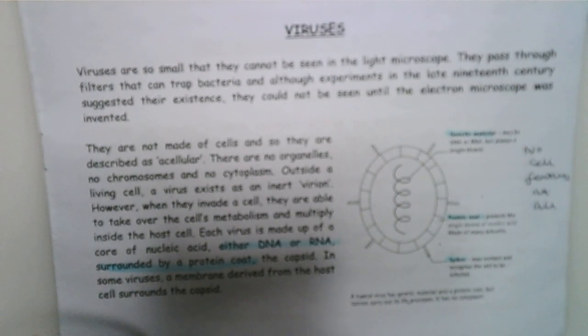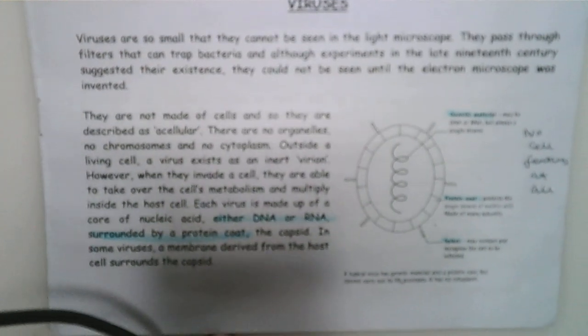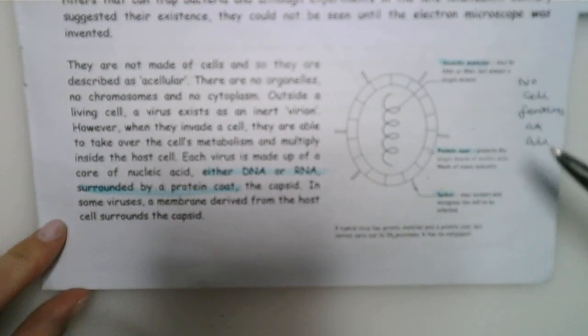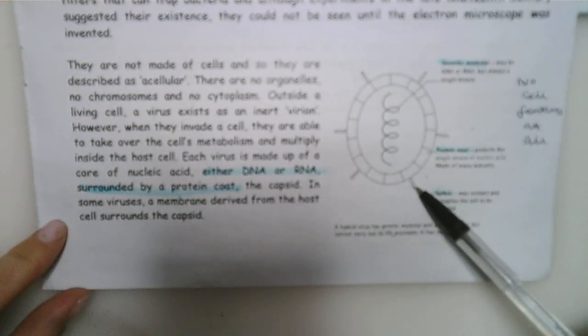However, when they invade the cell, they are able to take over the cell's metabolism and multiply inside the host cell. Each virus is made up of a core of nucleic acid, either DNA or RNA, surrounded by a protein coat, the capsid. In some viruses, a membrane derived from the host cell surrounds the capsid. So here's the genetic material. This is the protein coat, and these are little spikes.